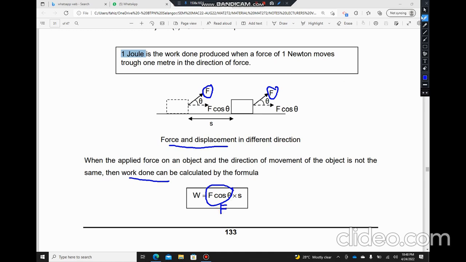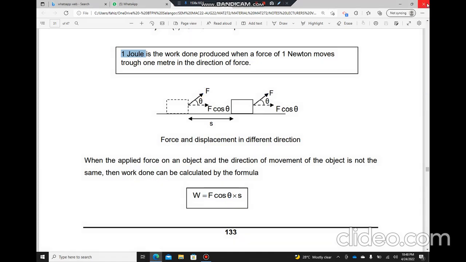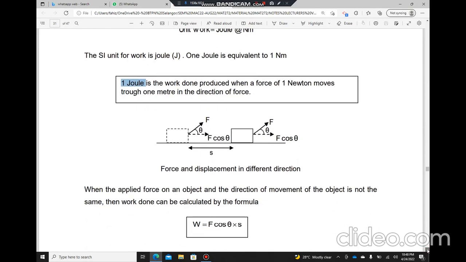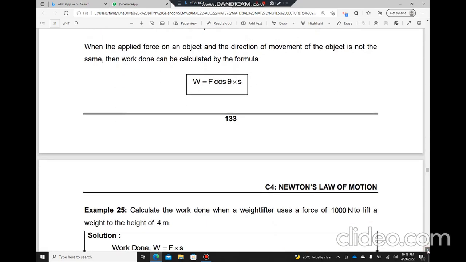Okay, so yang ni beza antara kita ada dua jenis work. Satu yang same direction, maksudnya W equals F multiplied by S, and then another one different direction, which is W equals F cos theta multiplied by S.